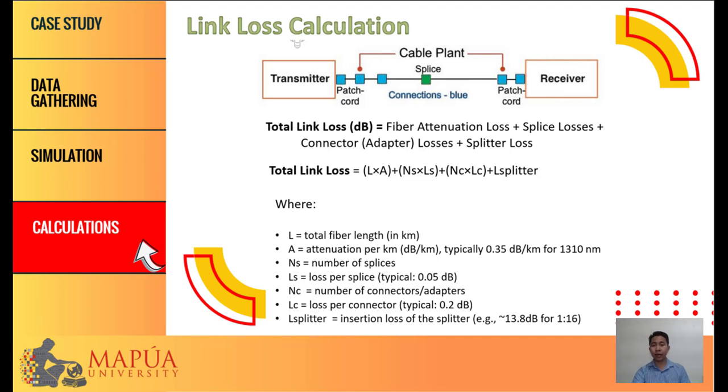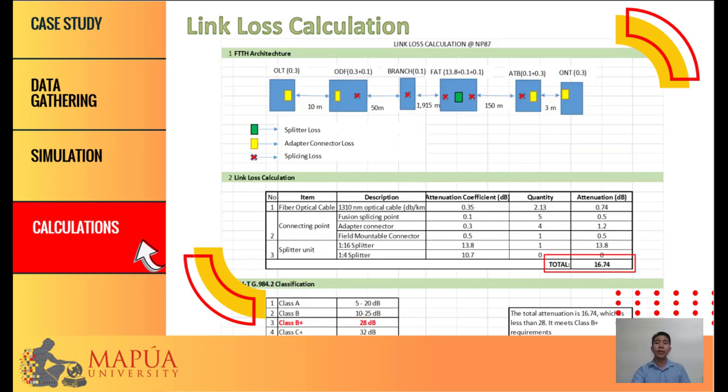The link loss formula calculates the total optical power loss in a fiber link by summing losses from fiber attenuation, splices, connectors, and splitters. The link loss calculation is derived from the heuristic-based design, taking the farthest node, node 87, relative to the OLT as the reference point. The total loss of 16.74 dB, accounting for fiber length, splice points, connectors, and the splitter, remains well within the acceptable limit of 28 dB for a Class B+ optical system.